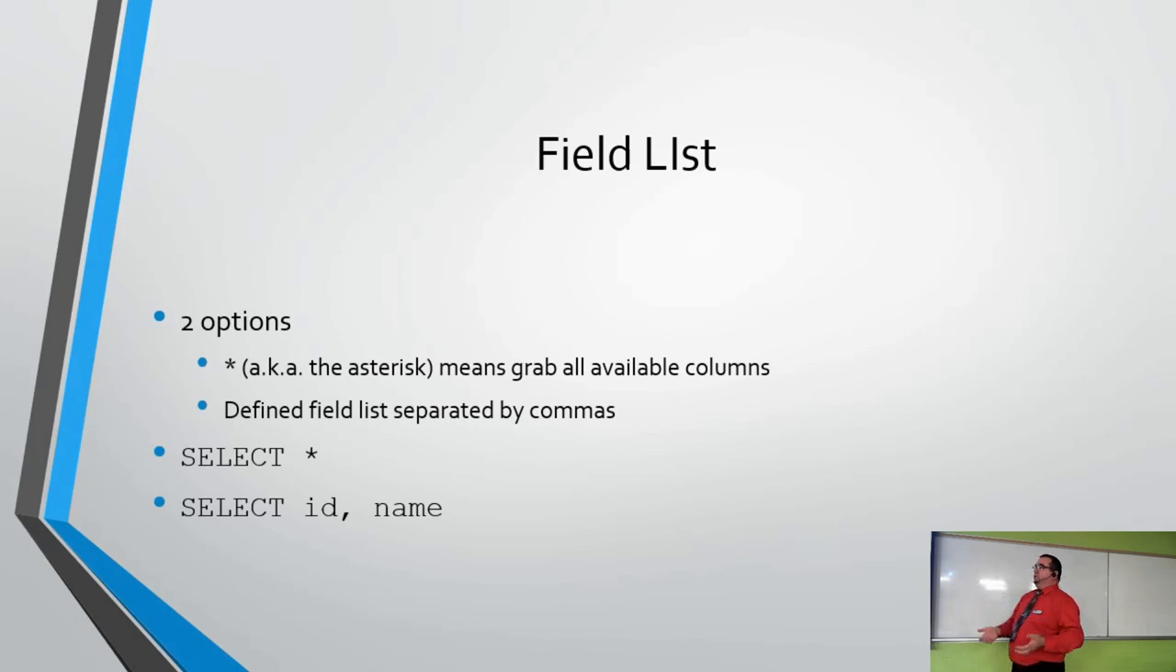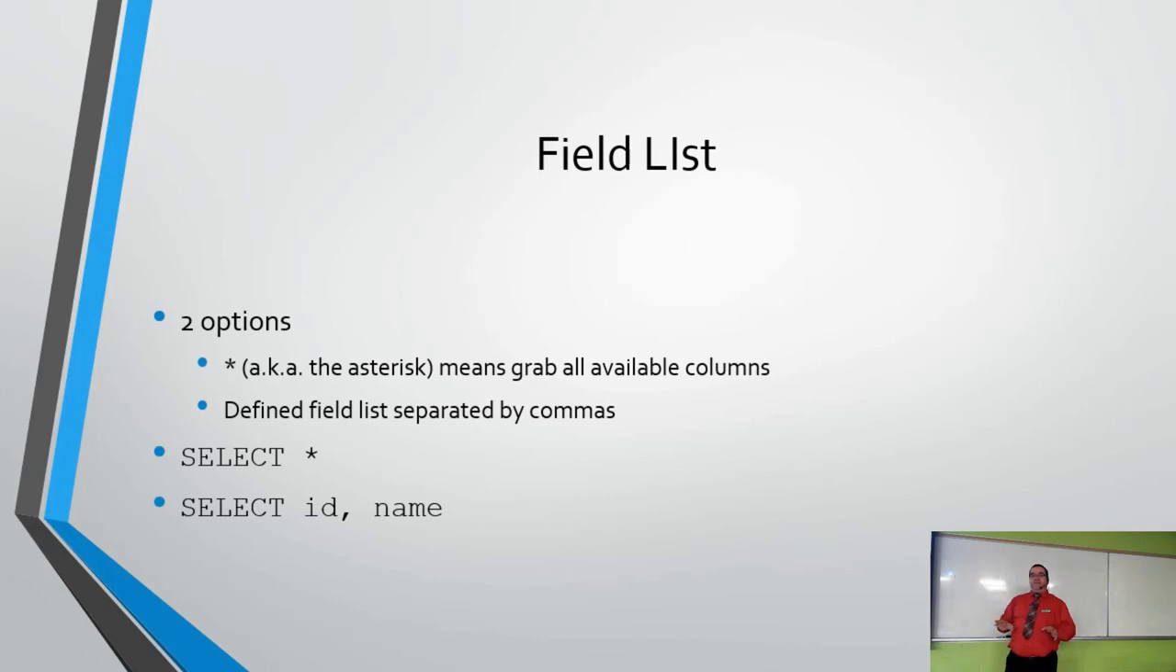Which is fine if it's only two or three columns, like select star from example, for example. That will give you three columns: the ID, the name, and the email address. It's not a lot of data. Or you can define the field list specifically by separating it using commas. So you could do a select star or select ID and name.